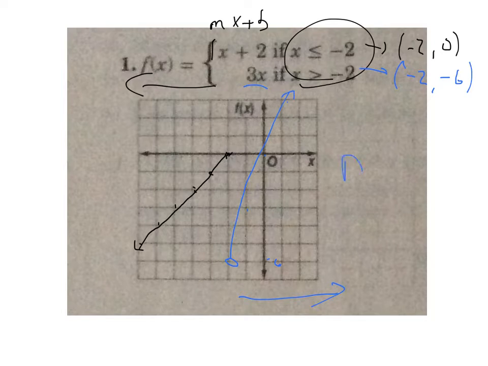Okay? As far as our domain and our range, the domain is all real numbers, because as you look across the x-axis, we see that this graph exists for all values of x. The range is also all real numbers, because when you look up and down the y-axis, the graph exists for all values of y. Okay?